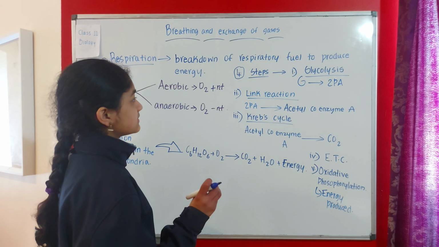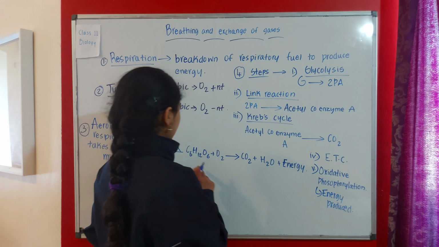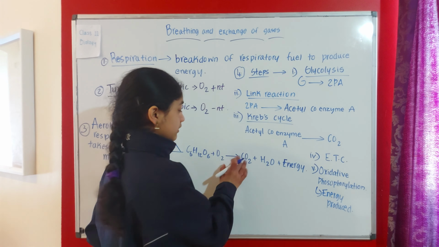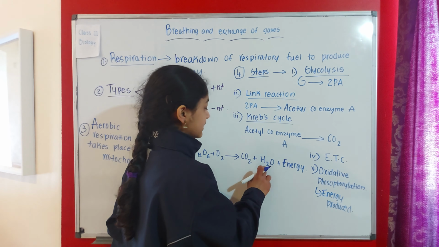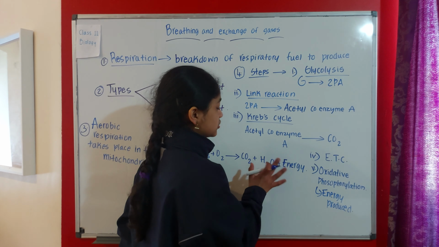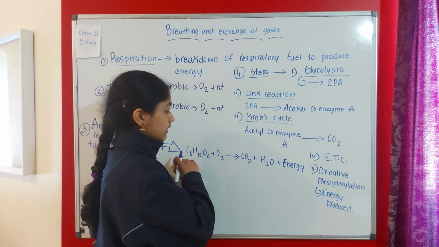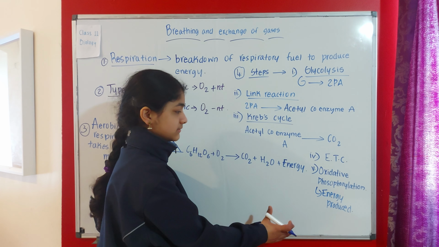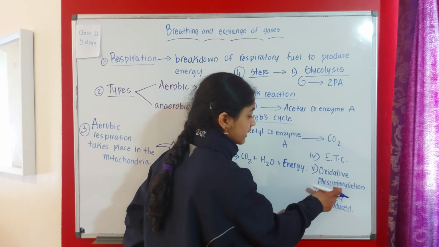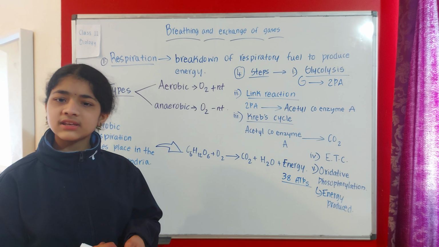The ATPs which are resulting at the end, so here we have written glucose and oxygen converts into carbon dioxide, CO2, plus water, H2O, plus energy. Energy is in the form of ATPs. In oxidative phosphorylation the energy is produced. The energy produced at the end is 38 ATPs in the case of humans.